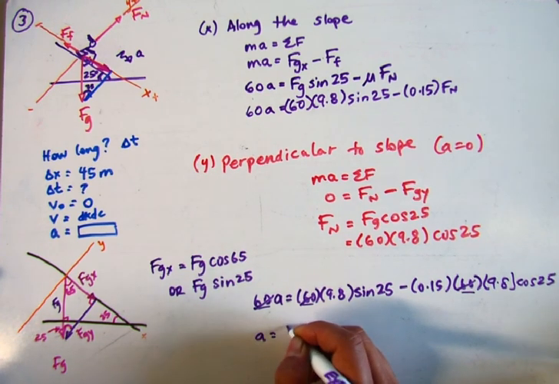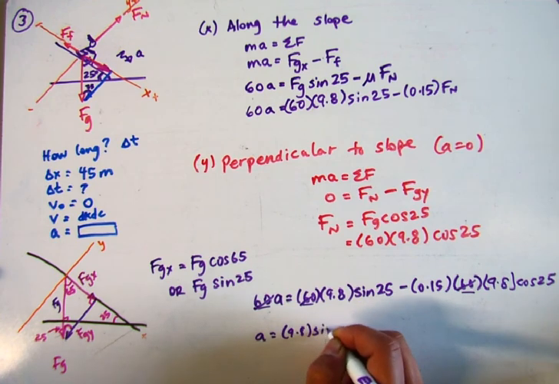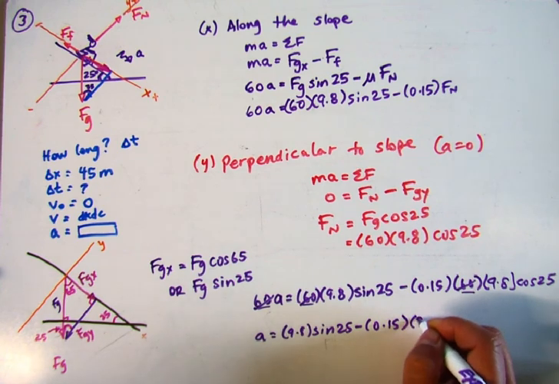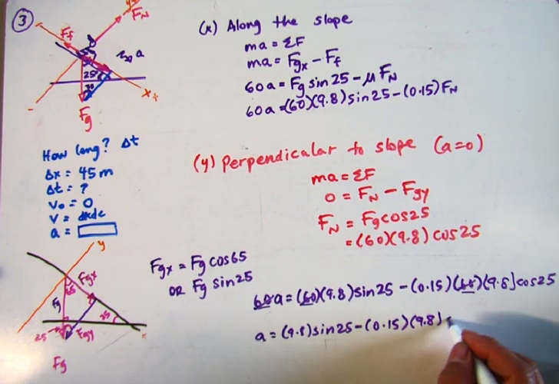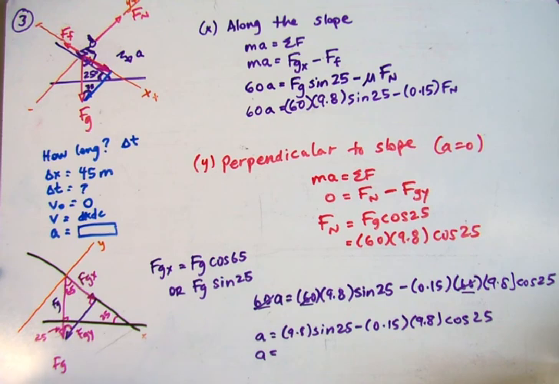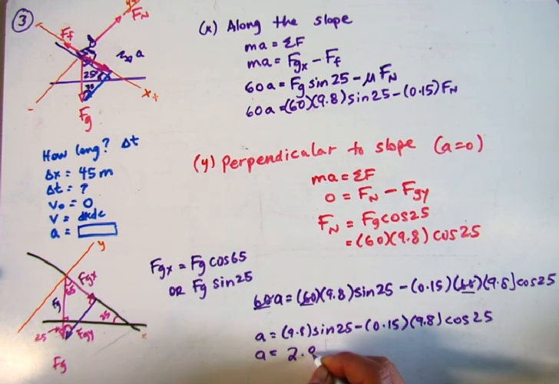A equals 9.8 times sine 25 minus 0.15 times 9.8 times cosine of 25. And you do all that math and you end up, oh, I didn't give an answer. So the answer is 9.8 times sine 25 minus 0.15 times 9.8 times cos 25. And we get 2.809 meters per second squared.